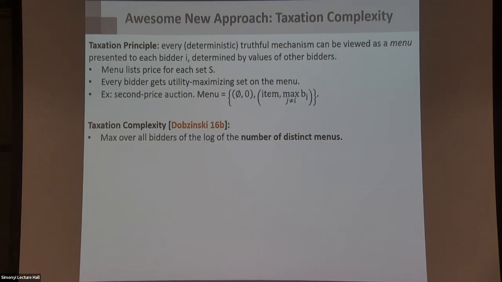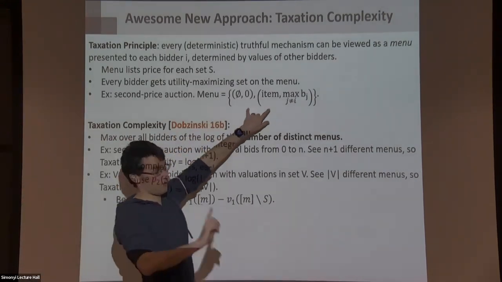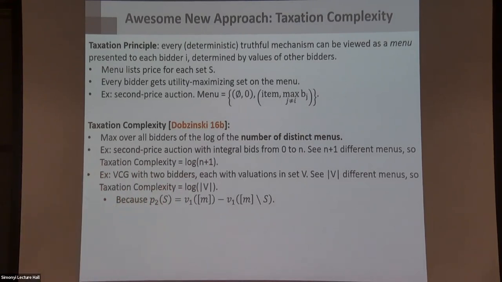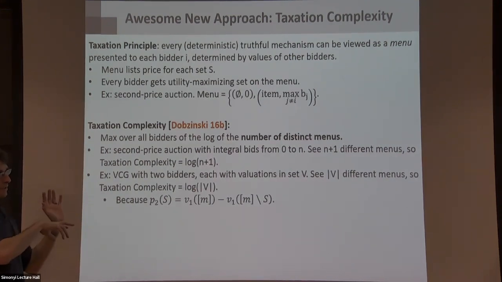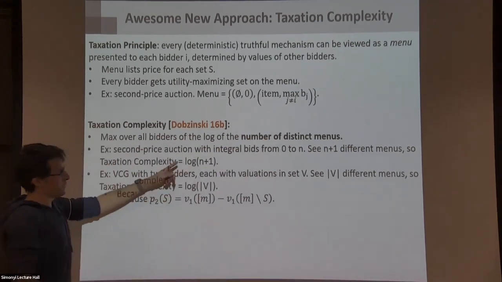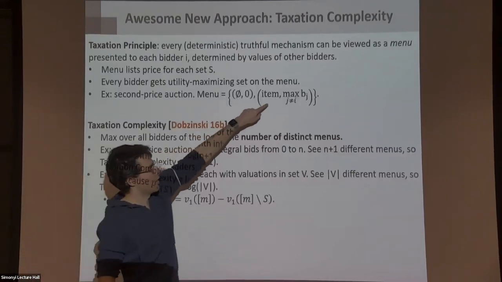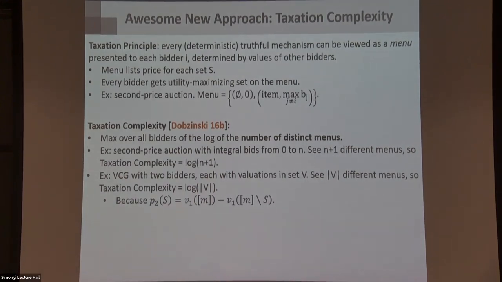Okay, so again, just as an example. A menu is the set of all possibilities. Correct. Fixing the other bidders, the number of distinct menus overall. Exactly. Let me give this as an example. Think of it like this. After fixing the other bidders' valuations, that induces a menu. For example, once I fix all the bids besides mine, this becomes the maximum of whatever it is. If the bids are integers between 0 and n, there are n plus 1 different possibilities for this. So there are n plus 1 different menus that I might see. But that's the number of players. Anyway, the number of menus is not more than the number of players.